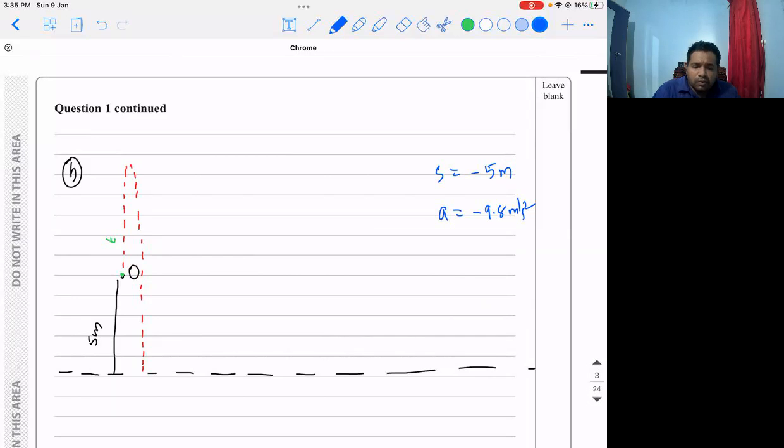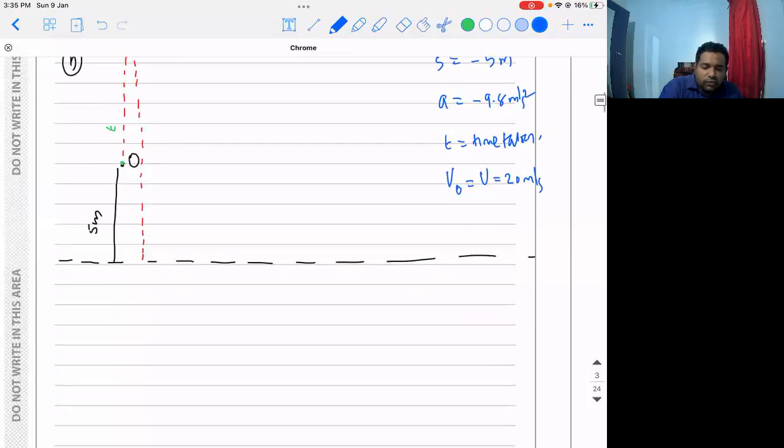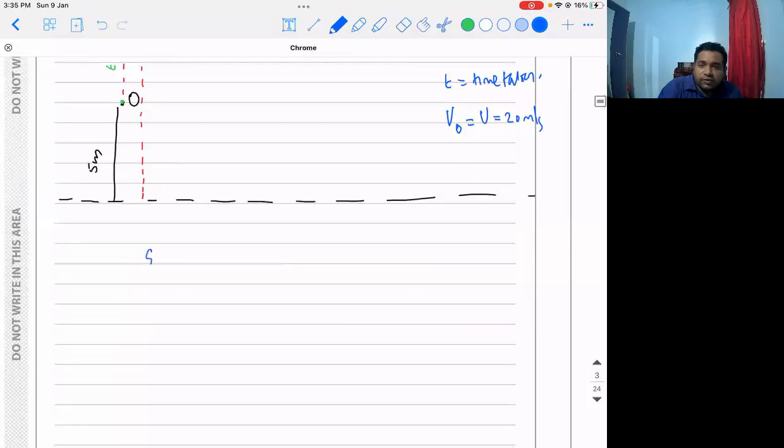And now the t is actually the time taken. Then what is the initial velocity? That is VO, right? That is U, and that is 20 meter per second. So we are now in a position to find the value of t, right? So we have a kinematic equation. What is that? S is equal to ut plus half at square. Did you remember? There is a formula, right? Ut plus half at square.